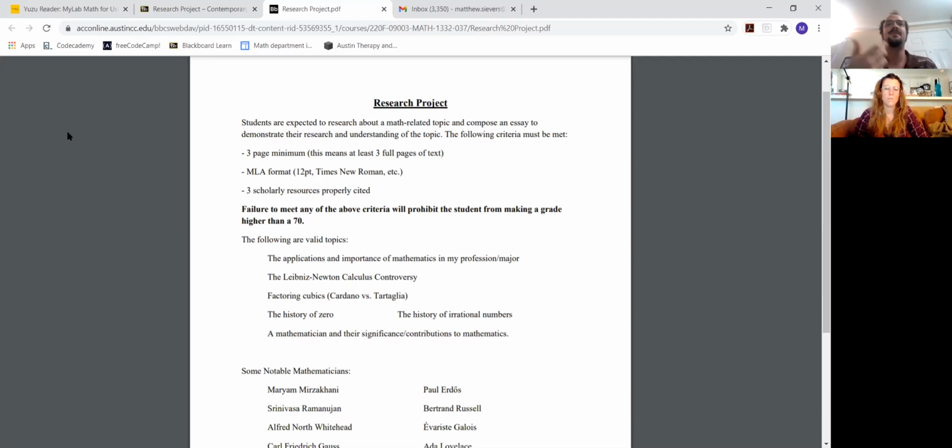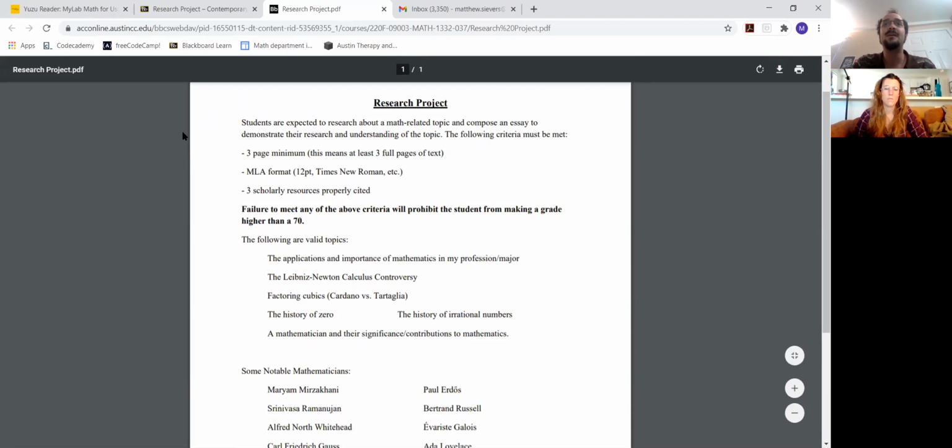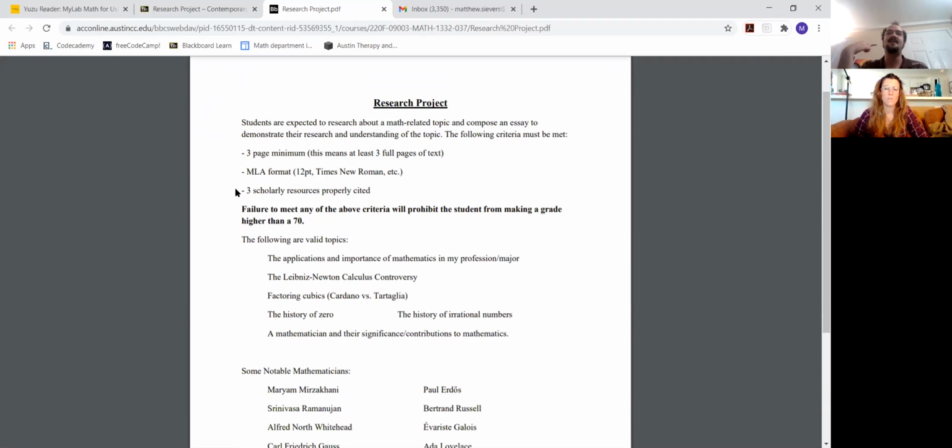Compose an essay to demonstrate the research and understanding of the topic. The following criteria. The things that I'm going to be picky about is that it has to be 3 pages. So if anything, it should go over into a 4th page, right? A lot of people are turning in 2 3/4 of a page for 3 pages. You're not going to pass. When I took other classes, I would not be passing that class if I turned in 2 3/4 of a page. That's automatically less than a 70 usually.